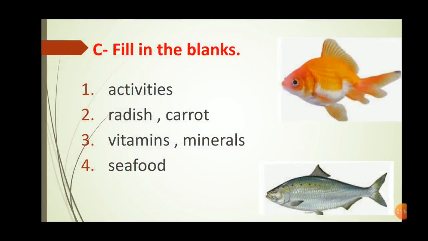Now, the last part of the book exercise, that is part C, fill in the blanks. The answer of the first filler is activities. There are two fillers in question number 2. The answer of the first filler is radish, and the answer of the second filler is carrot. Similarly, question 3 also has two fillers, and the answer of the first filler is vitamins, and the answer of the second filler is minerals. The answer of the fourth question is seafood.